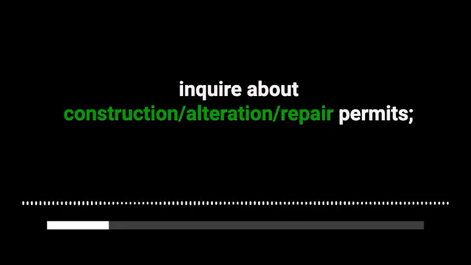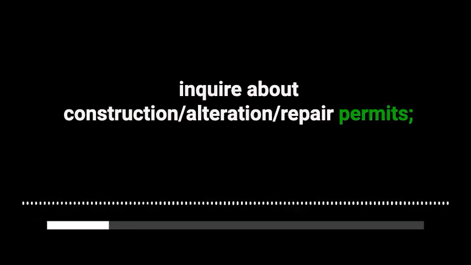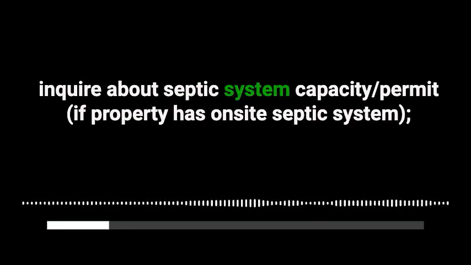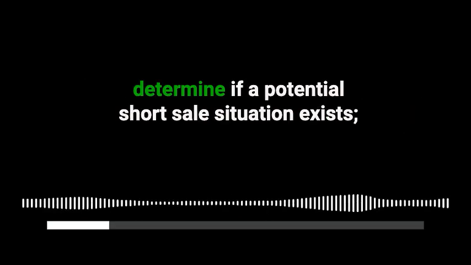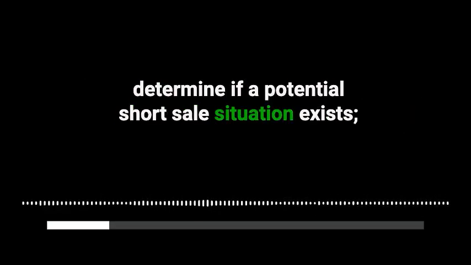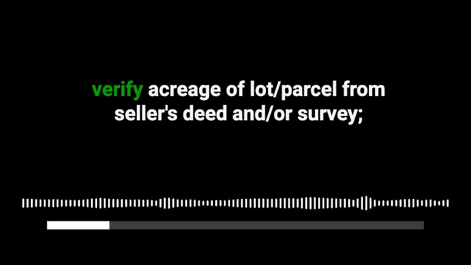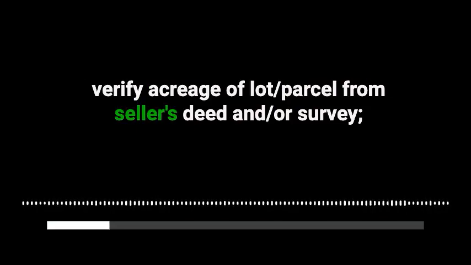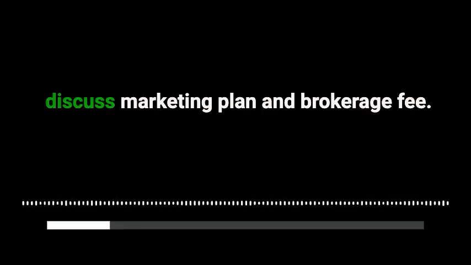Inquire about construction, alteration, and repair permits. Inquire about septic system capacity and permit. Determine if a potential short sale situation exists. Verify acreage of lot or parcel from the seller's deed and/or survey. Verify and properly report building square footage, and discuss marketing plan and brokerage fee.